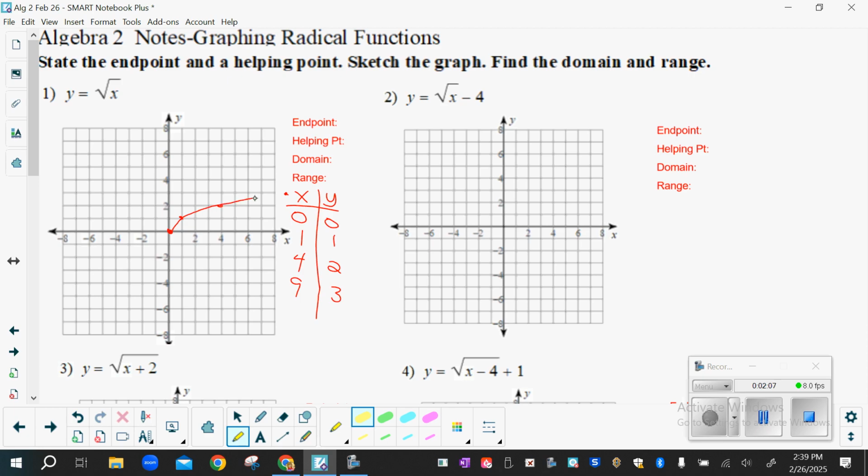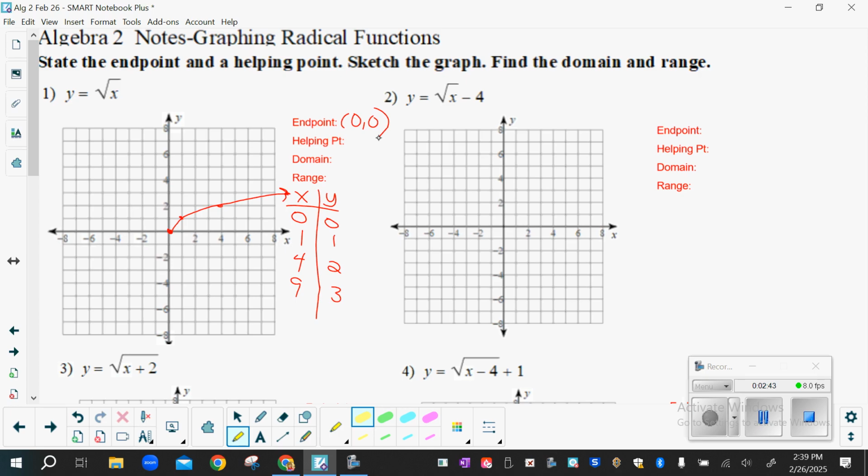So my shape, if you look at it sideways, looks like half of what? A U. Half of a parabola. That is because squares and square roots are inverses of each other. So where do you think my end point would be here? That arrow means it goes on forever over there, so that's not an end point. So 0, 0 is my end point.